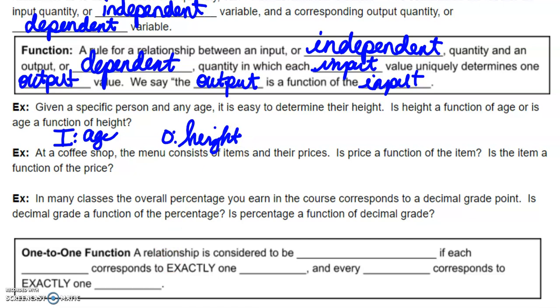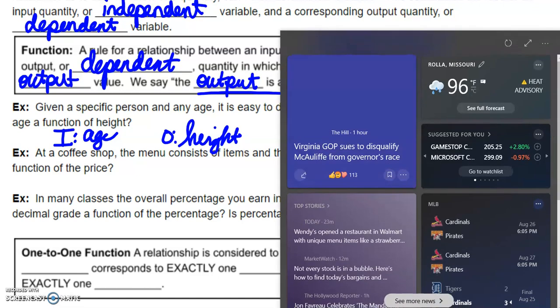Okay? So if I'm wondering whether height is a function of age or age a function of height, remember we want the output to be a function of the input. And so therefore we would choose that height, since that's the output, is a function of age. So that would be the answer to our question.